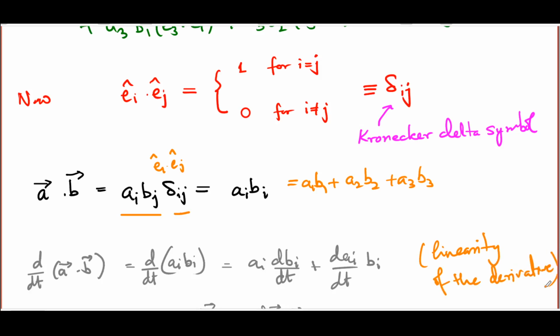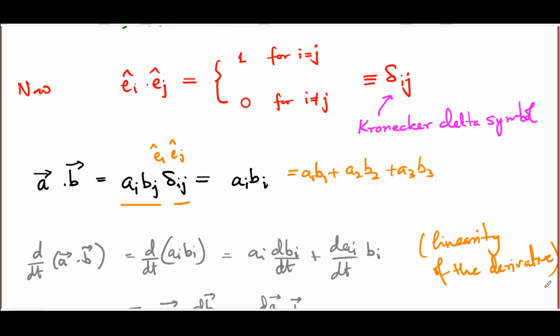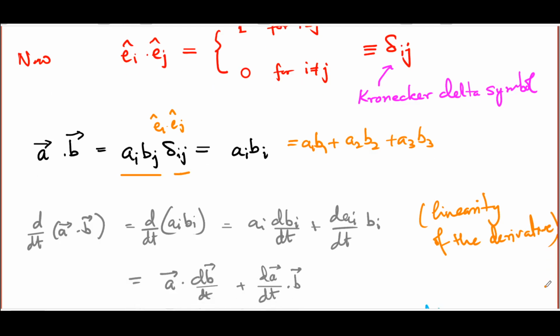Once again, the fact that this convention allows you to make use of certain results without even thinking about them becomes very important. And a_i db_i/dt is nothing but the dot product of a vector with components a1, a2, a3, and another one with components db1/dt, db2/dt, db3/dt. That's really a dot db/dt. And similarly, this term is da/dt dot b. So this result, that you can differentiate a dot product of two vectors in the same way as any product, the proof of that is as short as this if you use the summation convention.